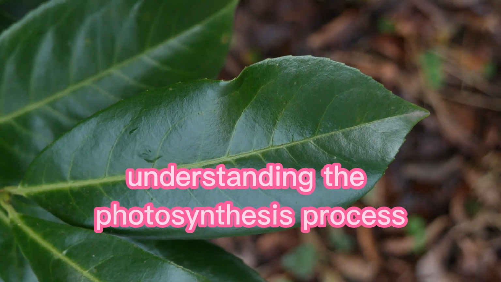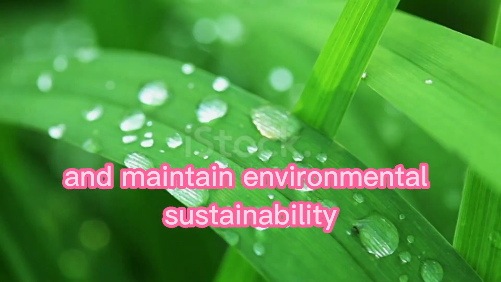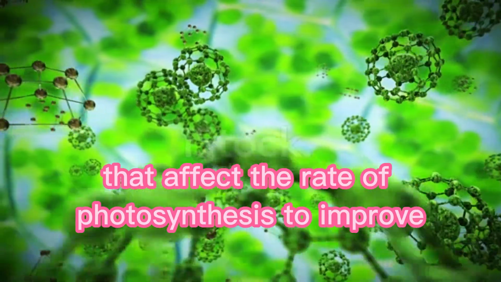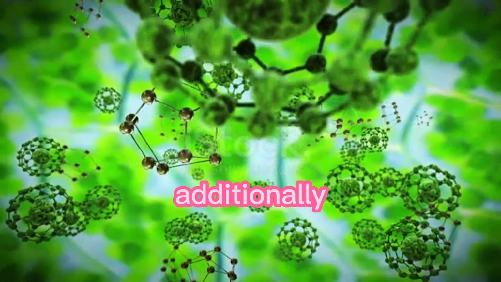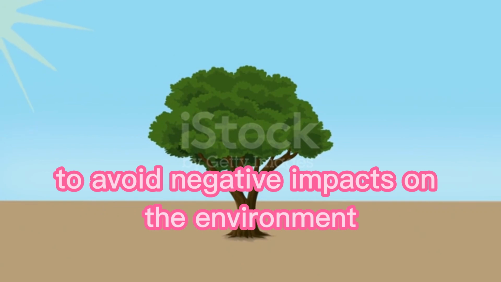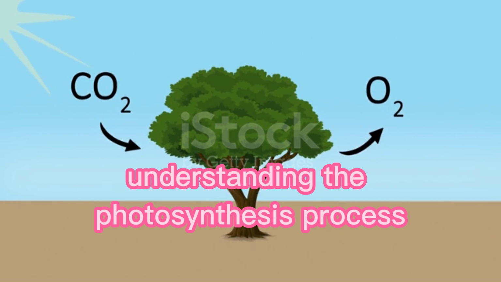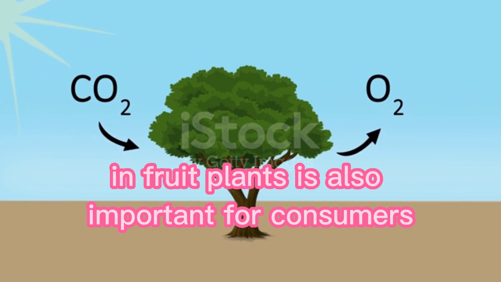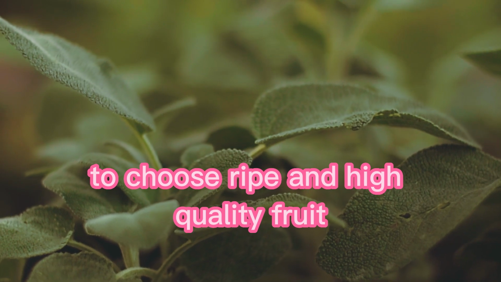In agriculture, understanding the photosynthesis process in fruit plants is essential to maximize harvest yields and maintain environmental sustainability. Farmers can utilize factors that affect the rate of photosynthesis to improve the production and quality of the fruit produced. Additionally, farmers should also pay attention to the balanced use of nutrients and water to avoid negative impacts on the environment. On the other hand, understanding the photosynthesis process in fruit plants is also important for consumers to choose high-quality fruit. Consumers can pay attention to the sugar and pigment content in the fruit to choose ripe and high-quality fruit.